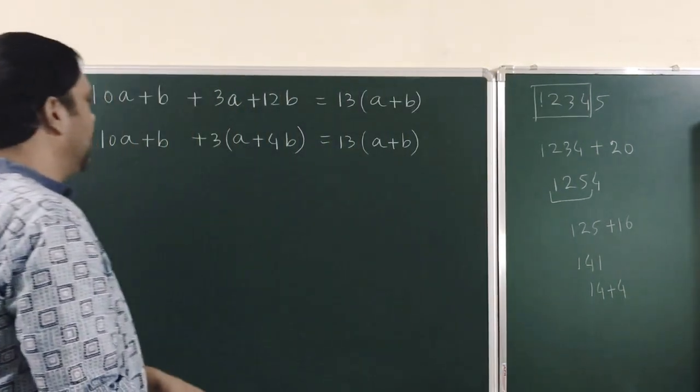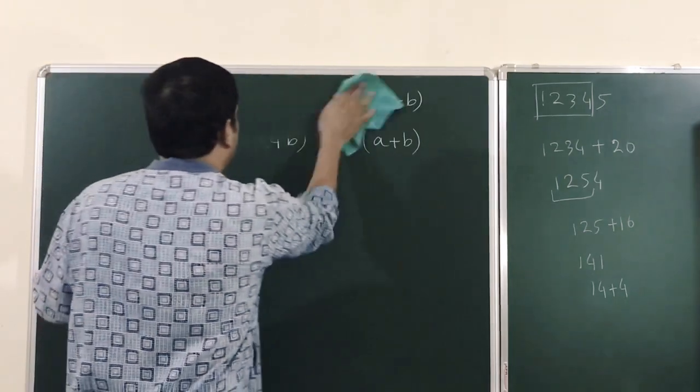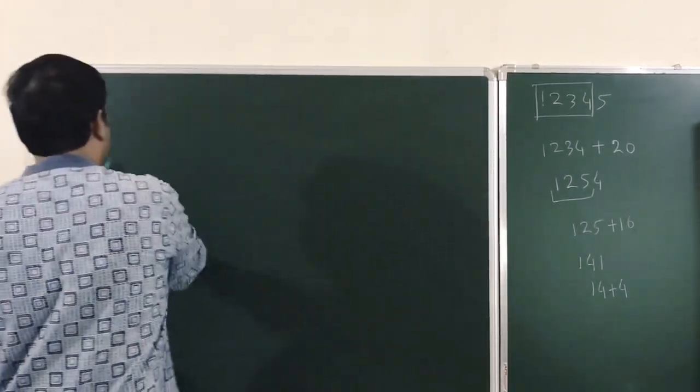So this is a rule we can develop for 13, and in the same way we can develop a rule for 17 also.